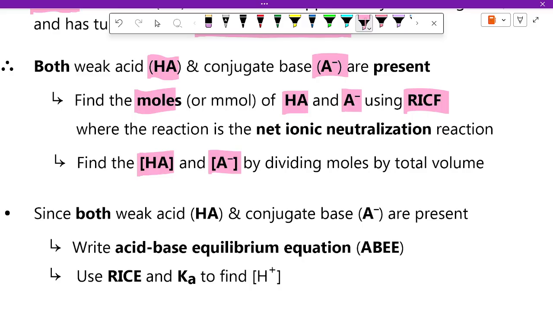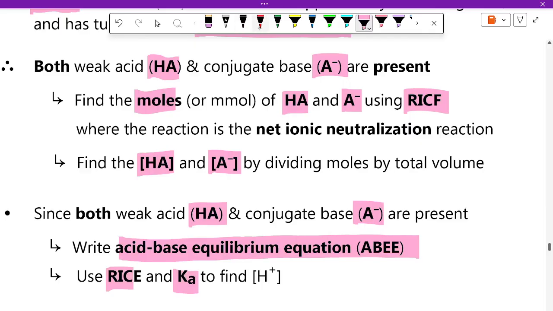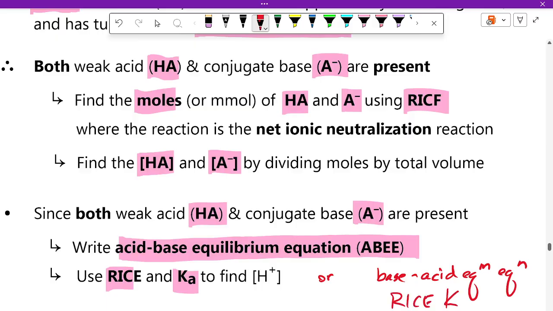Since both the weak acid and its conjugate base are present, you're going to write the acid-base equilibrium equation, the AB, and then you'll use RICE and Ka to find H plus. Or you could write the base-acid equilibrium equation. I don't know why you would do this though, because it requires more calculating. You would use RICE and Kb.